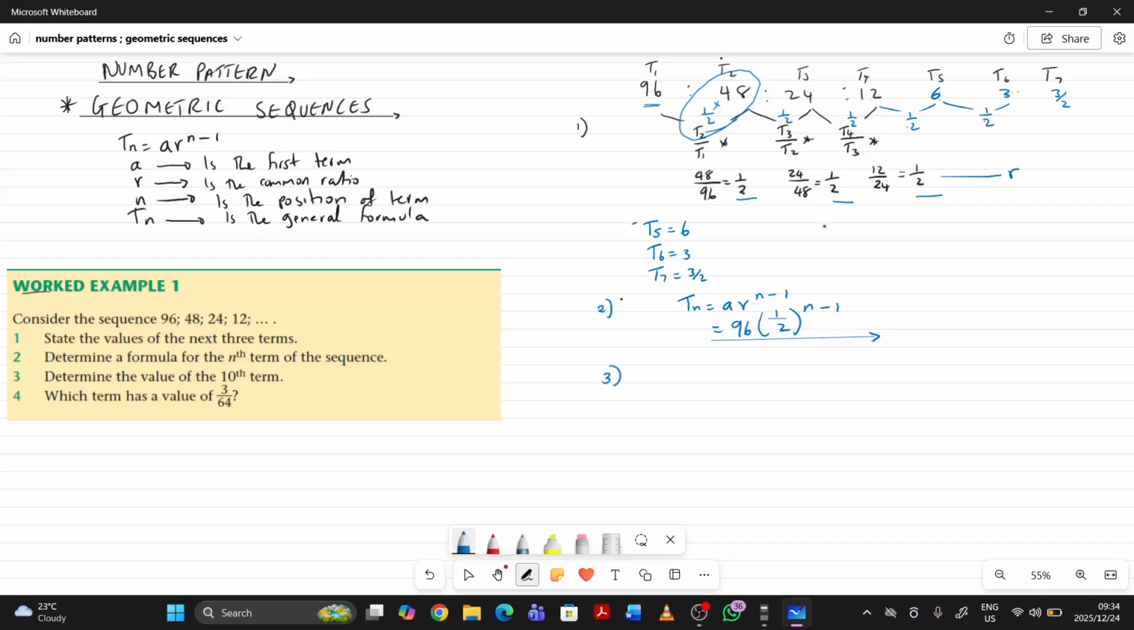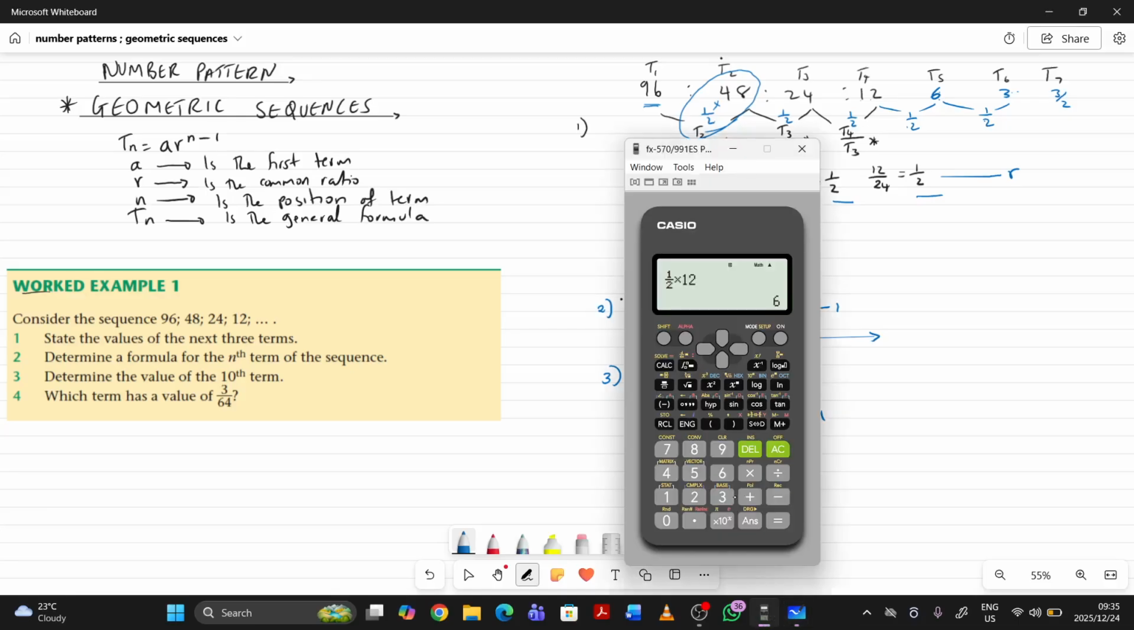So now question 3. Question 3 says determine the value of the 10th term, right? So now they want T10. So you're going to say Tn is equal to 96 times (1/2) to the power of n minus 1. So we have T10 is equal to 96 times (1/2) to the power of 10 minus 1, which will give you what?